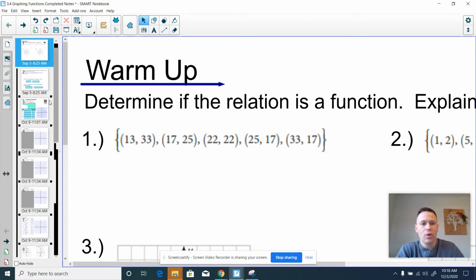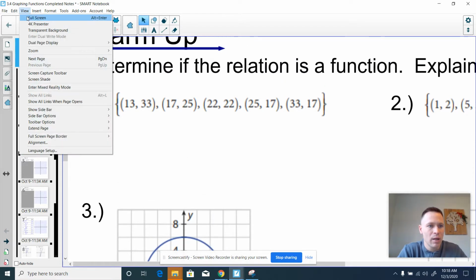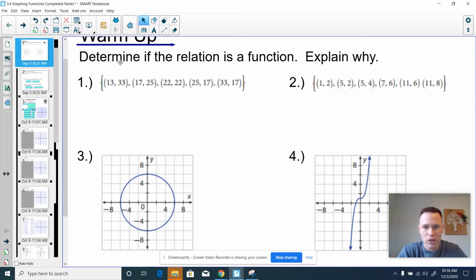All right, so in the beginning of your notes, you're going to notice that there's a warm-up, and it's basically a review of last class on how we determine if something is a function or not. Okay, so it says determine if the relation is a function. Remember, a relation is just a set of ordered pairs, right? And a function, by definition, for every input, for every x value, we can only have one unique y value paired with it, right?